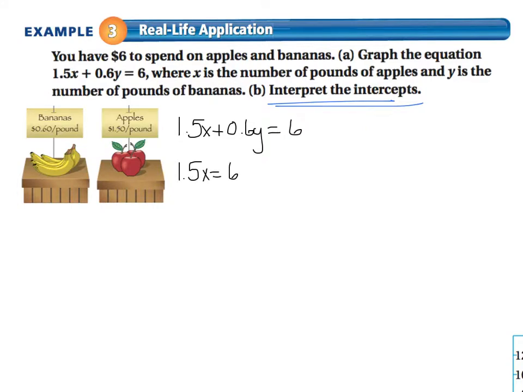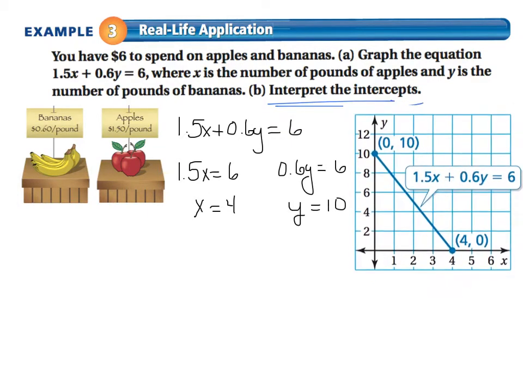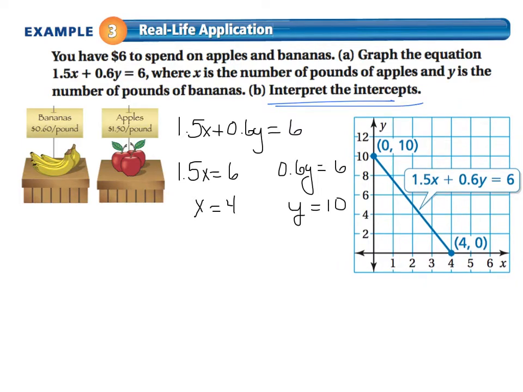If I plug in 0 for x, the x term completely disappears, and so my y-intercept equation would be 60 cents y equals 6. If I solve both of those, I get x, which is what? What's 6 divided by a half? It's 4. And 6 divided by 6/10 equals 10. So if I graph that, I have a graph that's going to appear. Woohoo, there it is. I would graph the x-intercept of 4 and the y-intercept of 10.